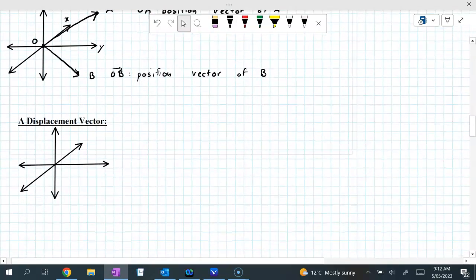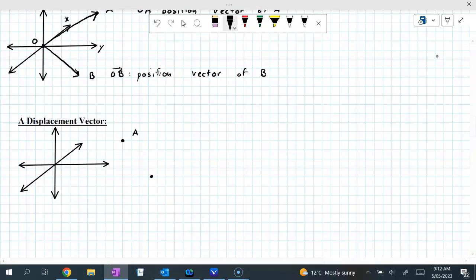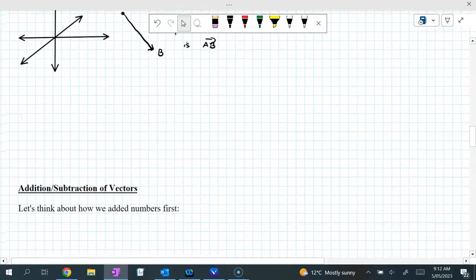A displacement vector is, if we've got 2 points, so let's say A and B, and the displacement of B from A is just the vector between the 2 points. So the displacement of B from A is AB. Okay, and that's a displacement vector.